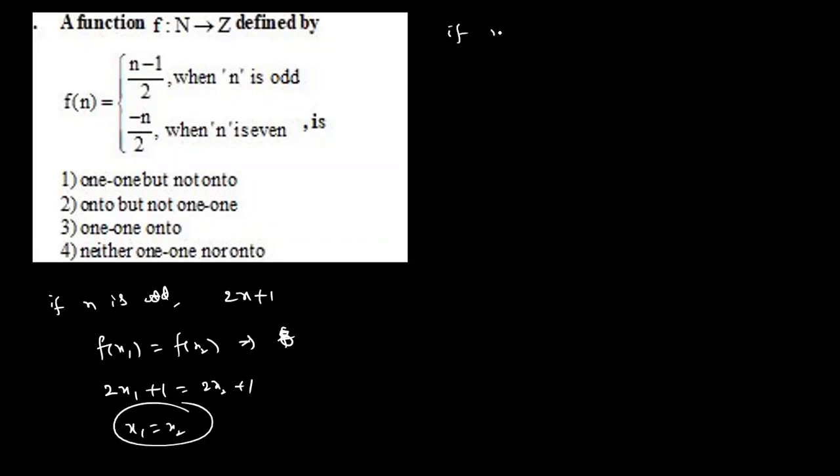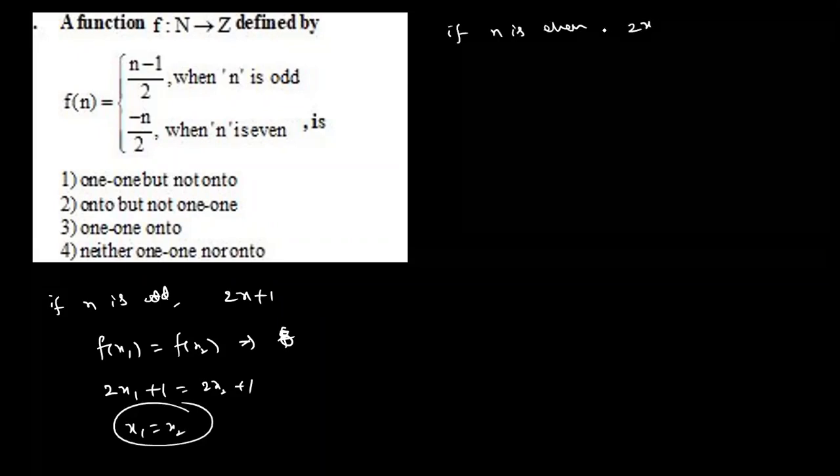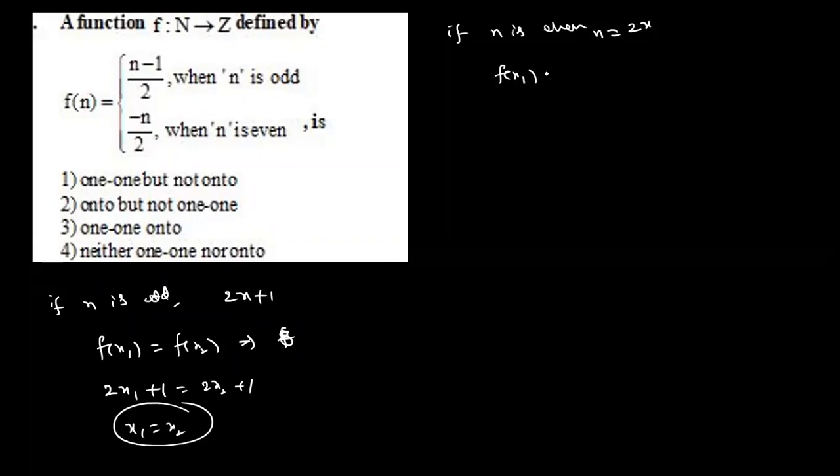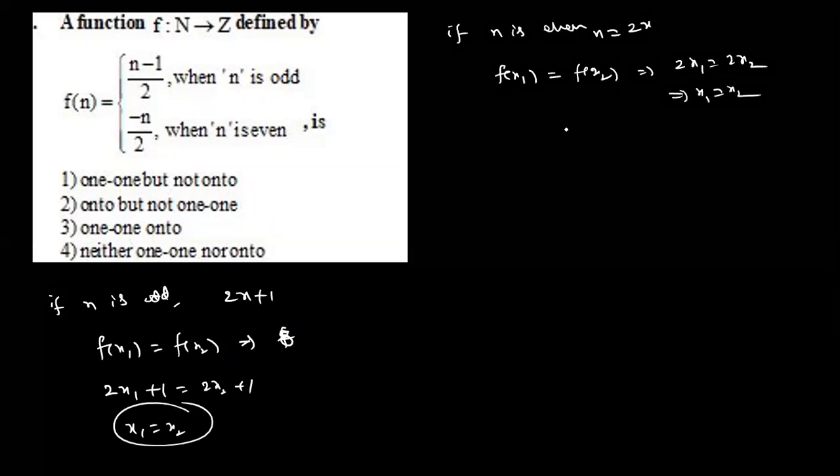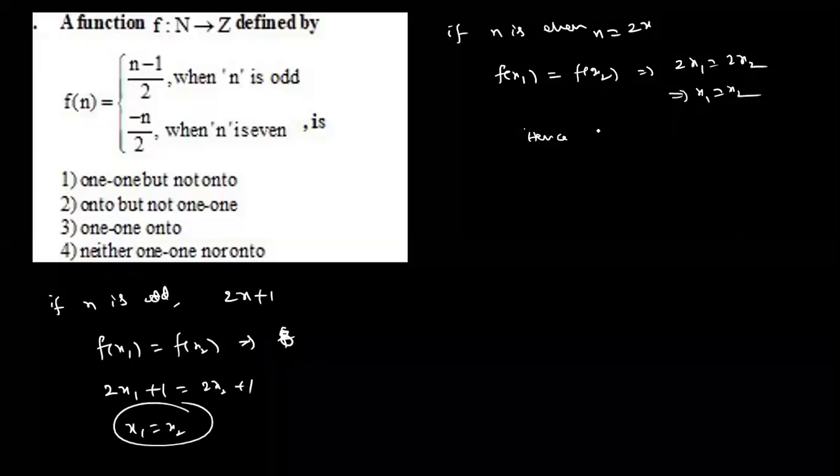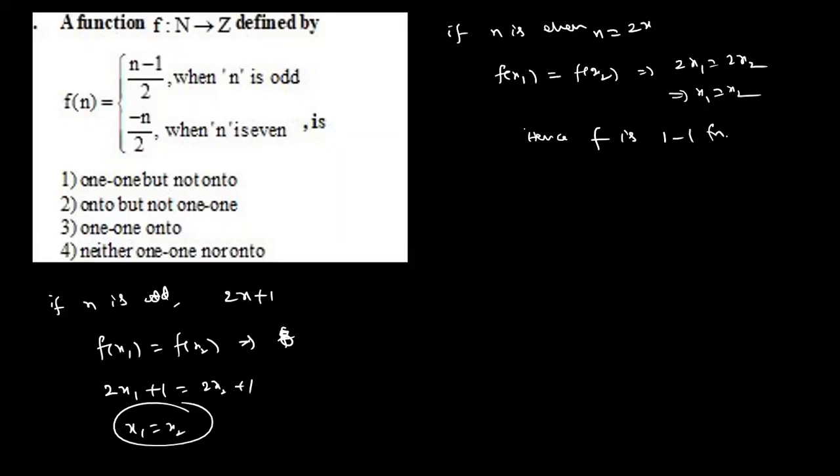Now verify: if n is even, take n = 2x format. That means f(x1) = f(x2), so -2x1/2 = -2x2/2, which means x1 = x2. Hence f is a one-one function. Clear? So the answer is either A or C. Till now you're getting it.